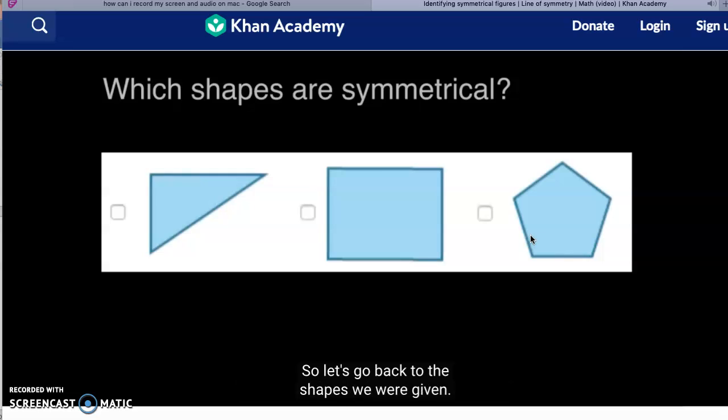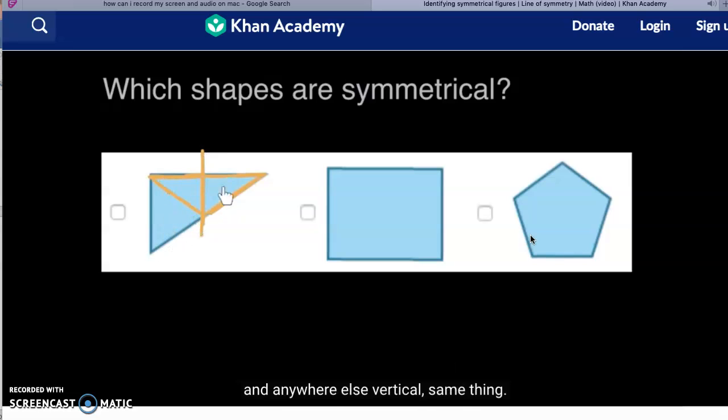So let's go back to the shapes we were given. We can start with the triangle. If we draw a line, maybe a vertical line, let's try to draw it as close to the middle as possible, something like this. And we fold, let's take one side, if we fold this side over, these two lines might match up nicely. But this line here is going to create something more like this, which does not match what's shown over here, so that's not a line of symmetry.